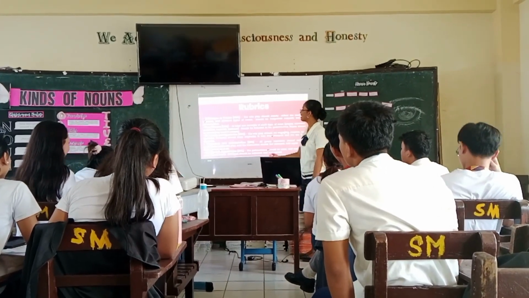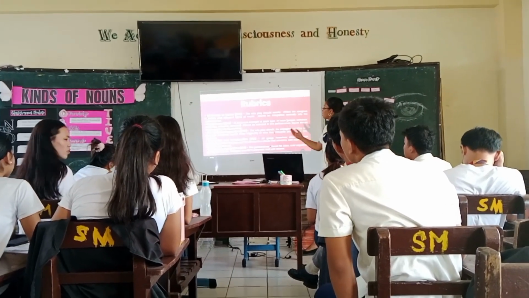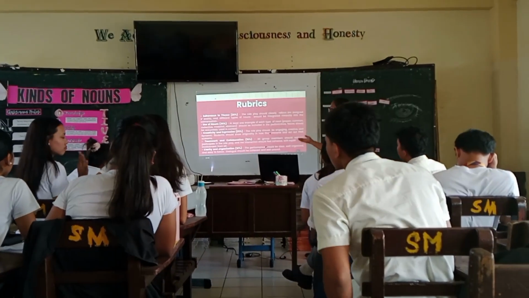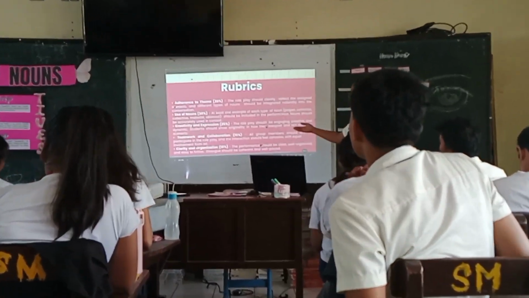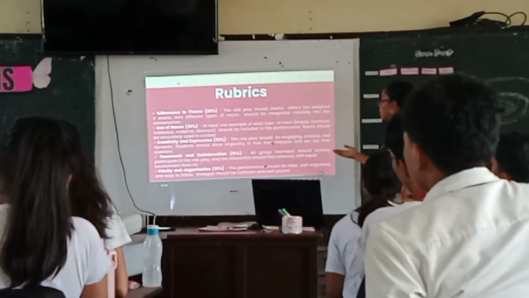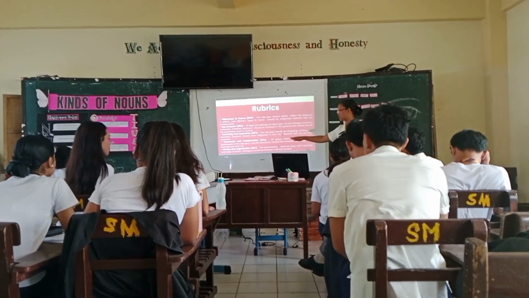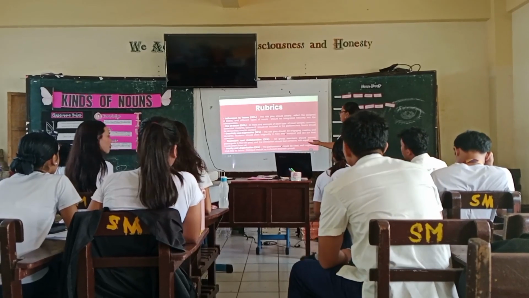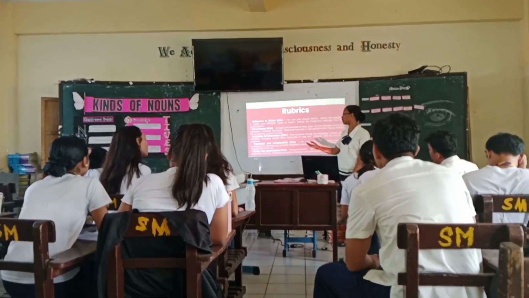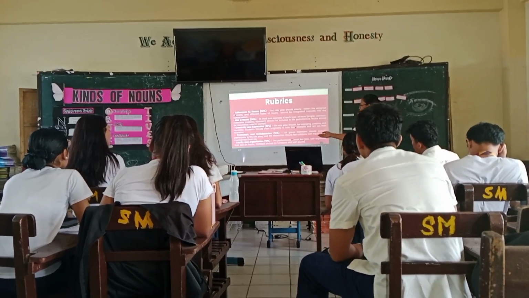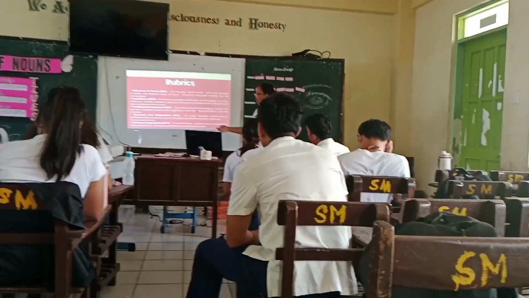Third, creativity and expression, 25%. The role play should be engaging, creative, and dynamic. Students should show originality in how they interact and act out their scenario. Fourth is teamwork and collaboration, 15%. All members should actively participate in the role play, and their interaction should feel cohesive with equal input.